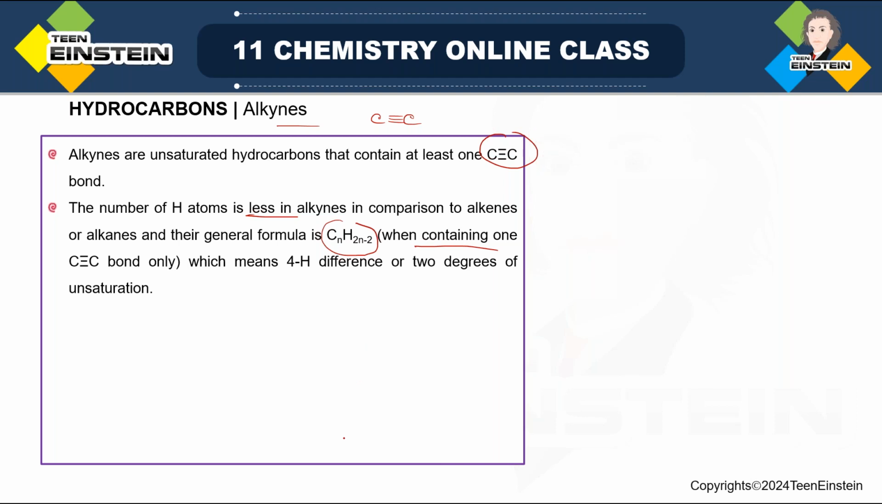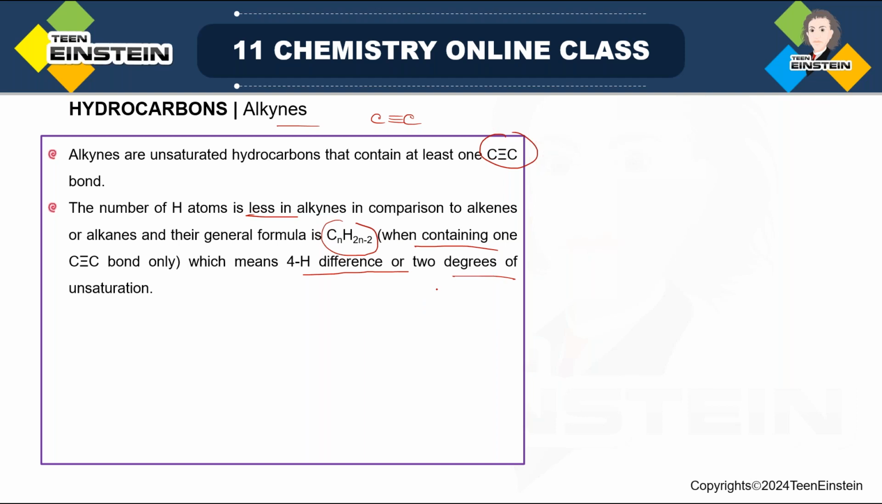Now remember, what about in case of alkane? In case of alkane, we have seen it is CnH2n+2, but now it is minus 2, and when it is alkene, it is simply CnH2n. So these are the differences. Now here you can call it a 4 hydrogen difference or 2 degrees of unsaturation.